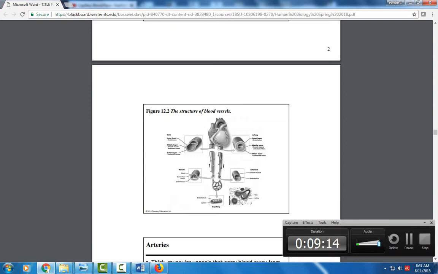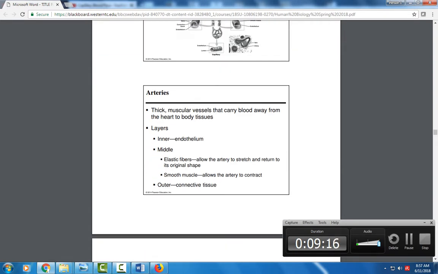So again, arteries are thick muscular vessels. They carry blood away from the heart. They have that inner lining, they have the muscular, smooth muscle middle layer, then they have that outer layer of connective tissue. Arteries are where we get our pulses.